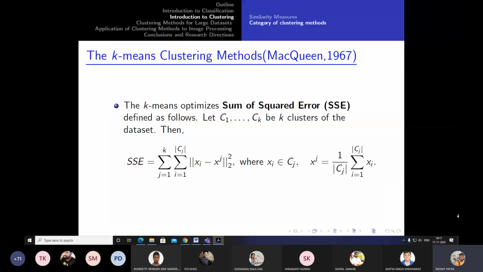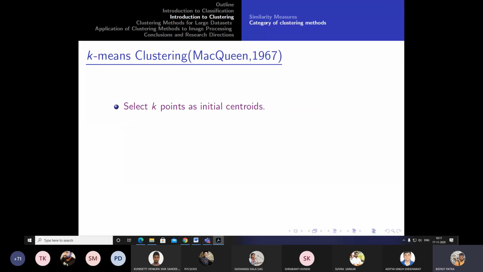Can you see the slide? Yes, sir. What is the title of the slide now? The K-means clustering, McQueen 1967.